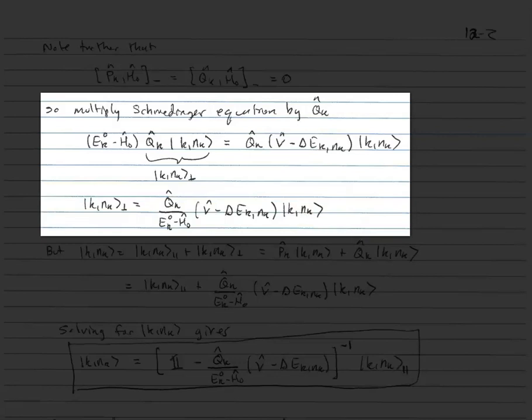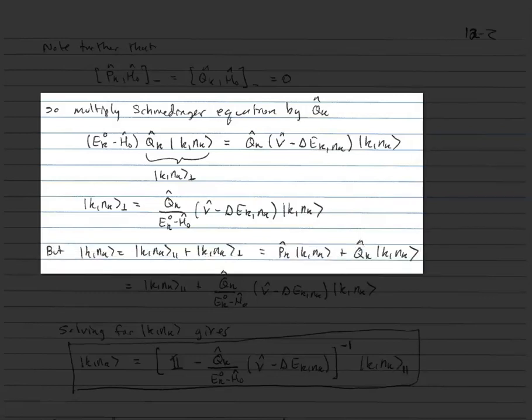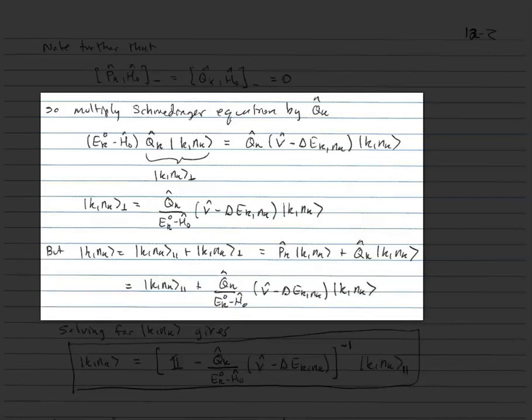So then we can now invert that operator and get the k comma n_k perpendicular is equal to Q_k over E_k^0 minus H0 times V hat minus delta E_k,n_k acting on the k comma n_k. We now are going to write the k comma n_k as k comma n_k parallel plus k comma n_k perpendicular. We get that by operating the P_k plus the Q_k onto the state. The parallel piece we're going to leave, and we're going to take the term that is multiplying the perpendicular piece with the Q_k.